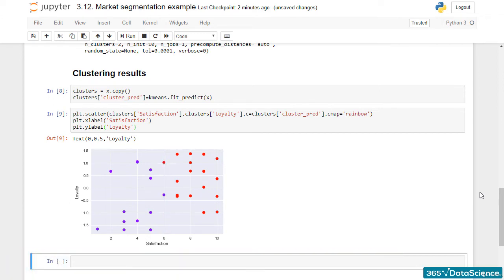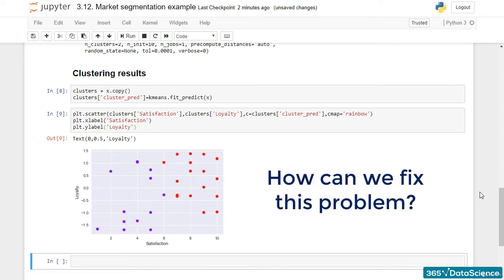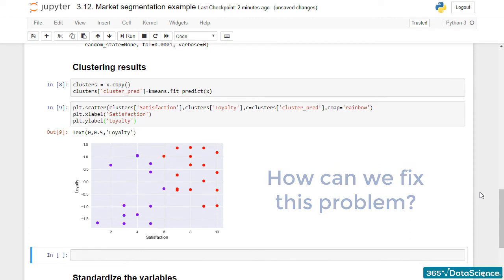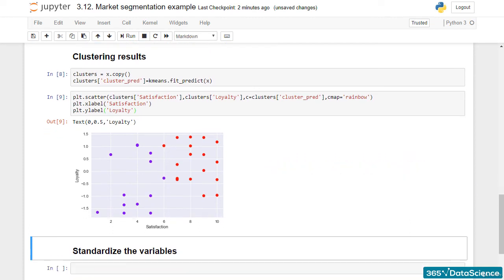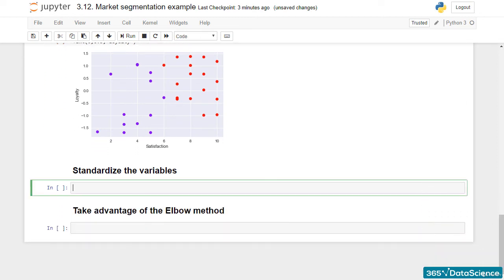Okay, satisfaction and loyalty seem equally important features for market segmentation. So, how can we fix this problem? How can we give them equal weight? Yes, by standardizing satisfaction. There are several ways to do that in sklearn. The simplest one I am aware of is through the preprocessing module. So, from sklearn, import preprocessing.